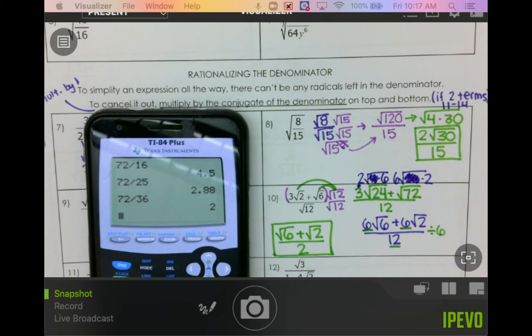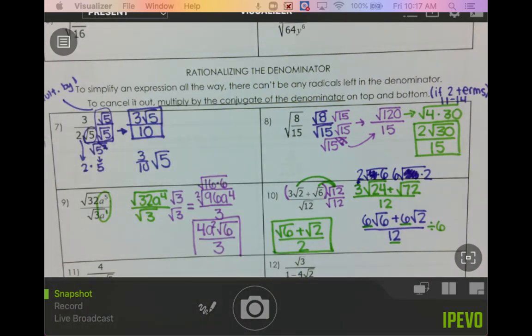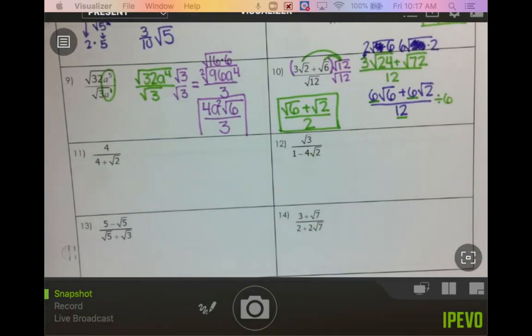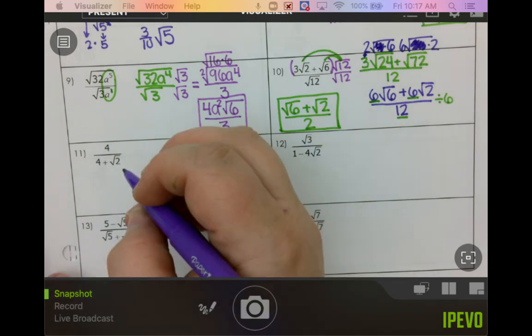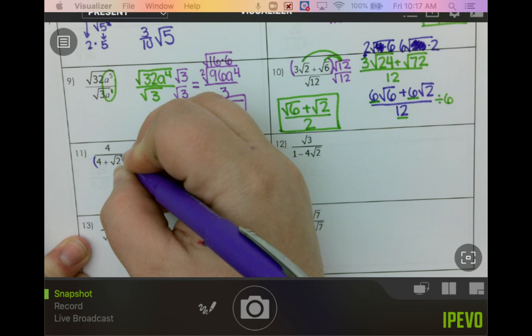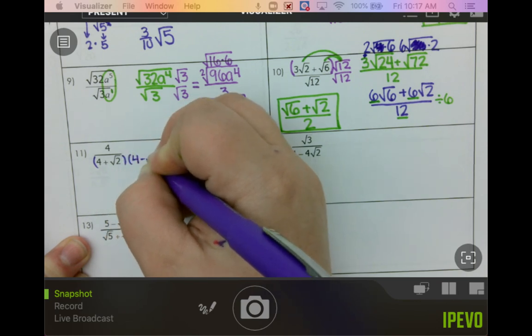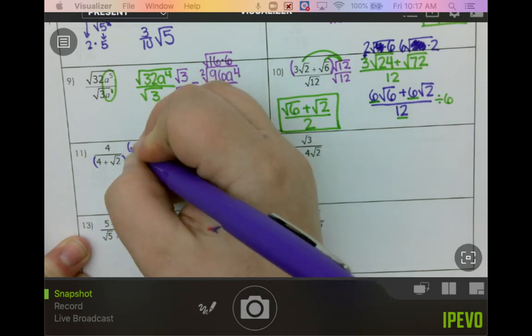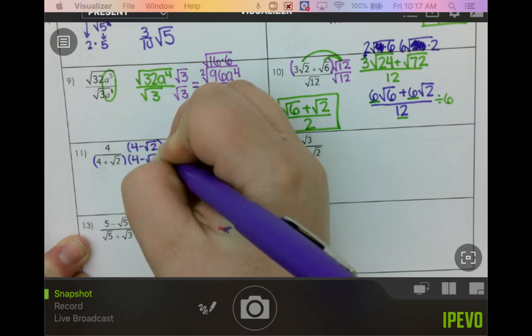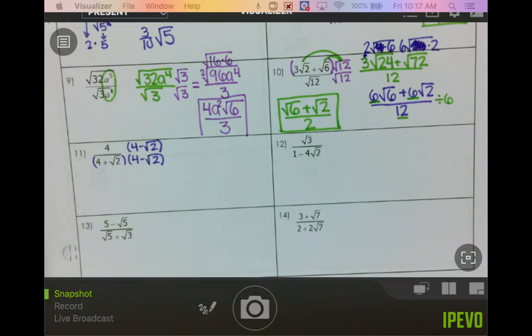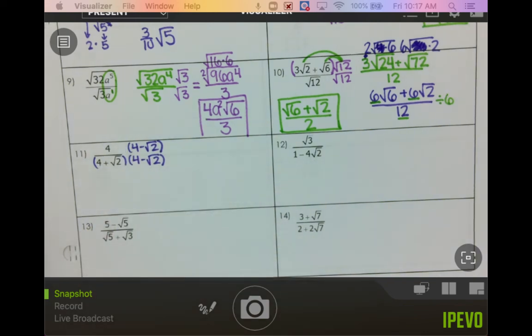Okay, next up, 11 through 14. This is where you have two things in the denominator. And what you're going to do is multiply by the conjugate, or sort of like the opposite of the bottom, like this. So if it was 4 plus the square root of 2, you need to multiply by 4 minus the square root of 2. You just change that sign in the middle. And I'll show you why it has to be the conjugate in this first example, but I'm going to go ahead and set up the rest of these.